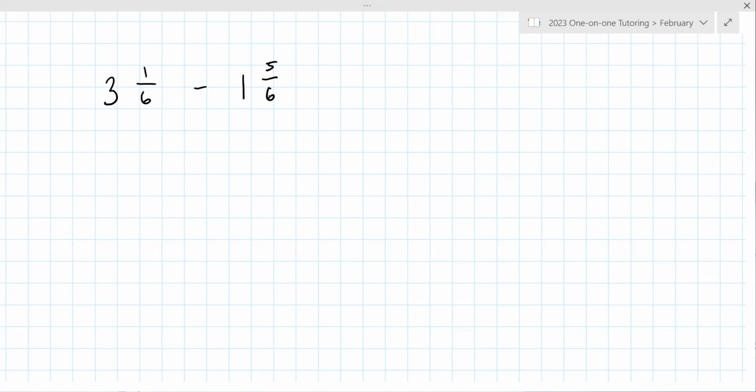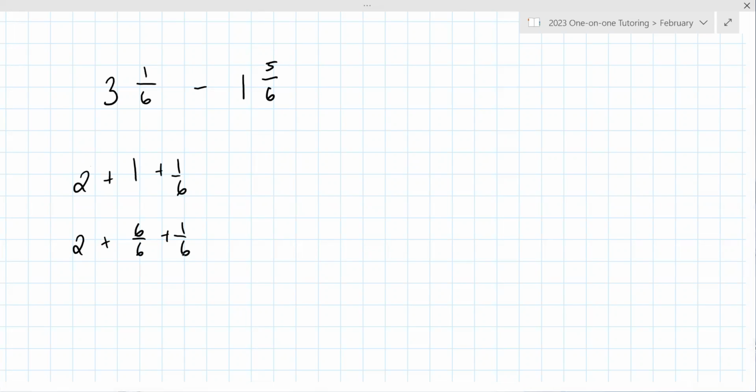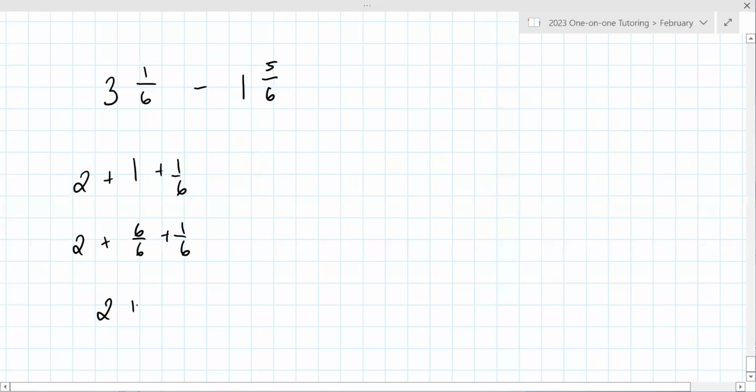I need help. Okay, tell me what you've done so far. I broke it down and I did 6 over 6. 2 plus 1 plus 1/6. 2 plus 6 over 6 plus 1 over 6. Did you add the fractions? No. Okay, well, that is the next thing to do. What do the fractions add up to? 7 over 6. Okay, so 2 plus 7 over 6. Bring this stuff down, minus 1 minus 5 over 6.